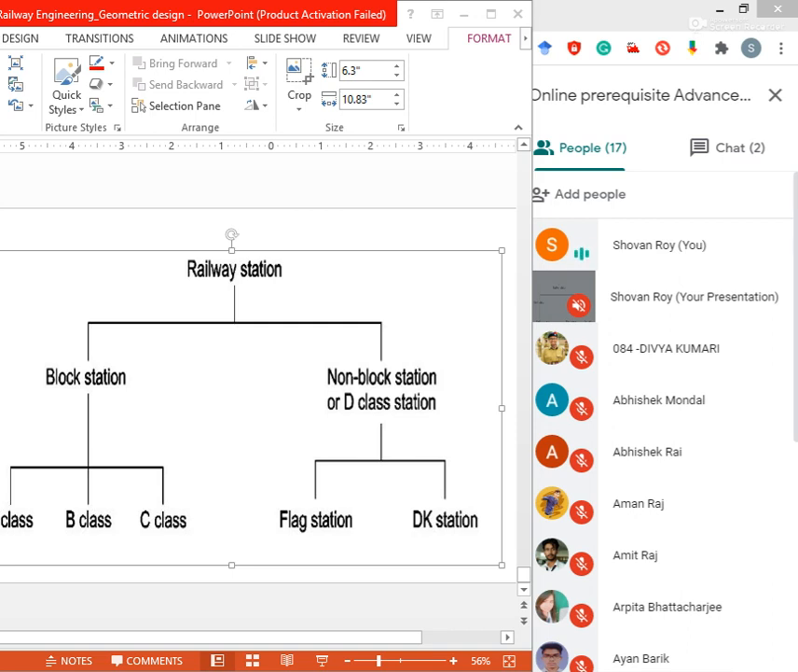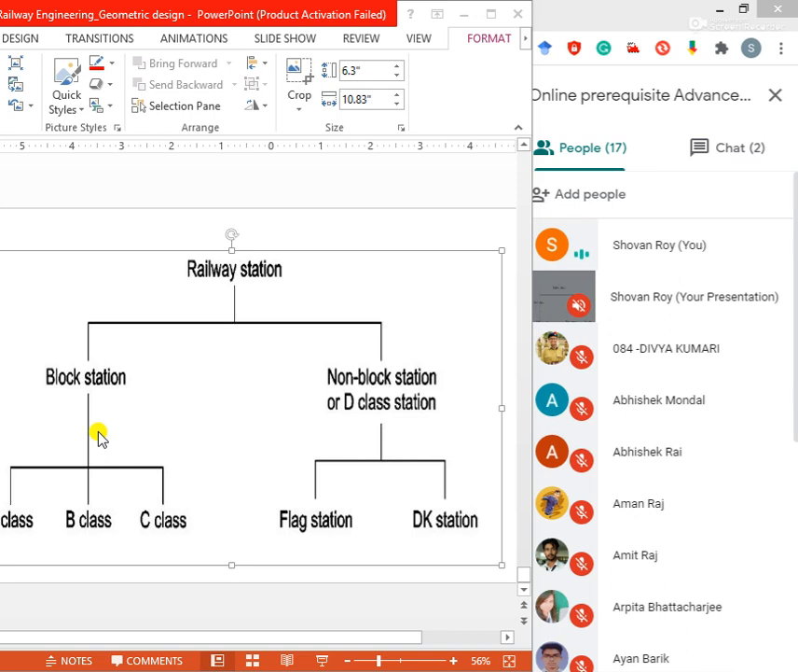Now some description of the block stations. The first type: a block station is a station at which the driver has to obtain an authority to proceed in order to enter the next block station in the railway system. The entire railway line is divided into convenient block sections of 5 to 10 km, and a block station is provided at the end of each block. This system ensures that a suitable space interval is provided between running trains so that there are no collisions and accidents. There are 3 types of block stations.